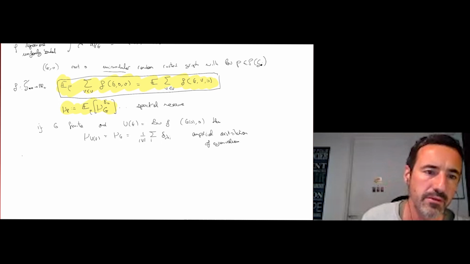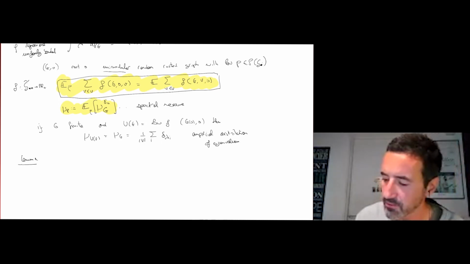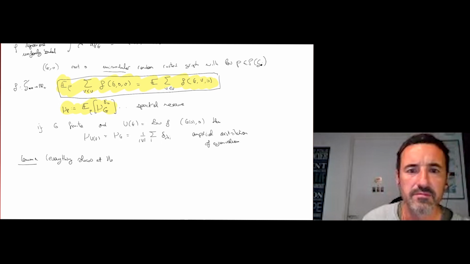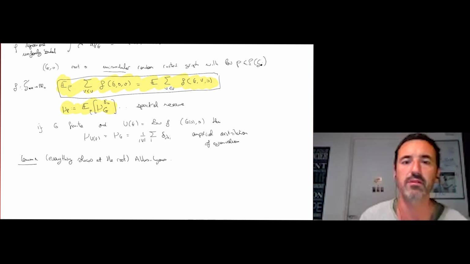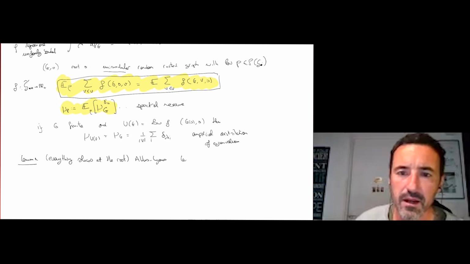Maybe I did not insist a lot on this unimodularity. I will give you one lemma, called everything shows at the root, which you can find in the Aldous-Lyons paper on unimodularity, as I call it that way. You can state it like that.